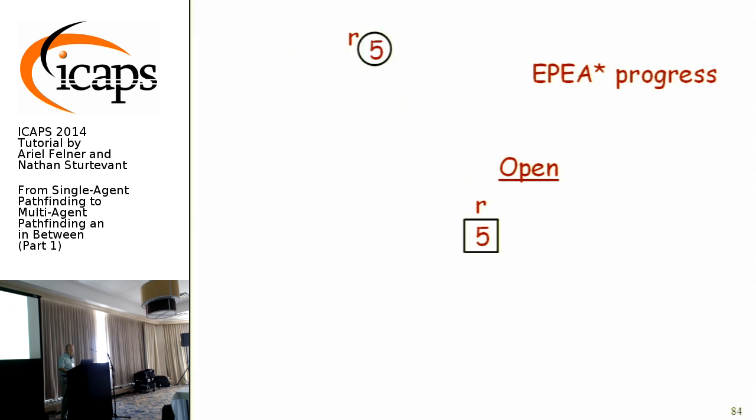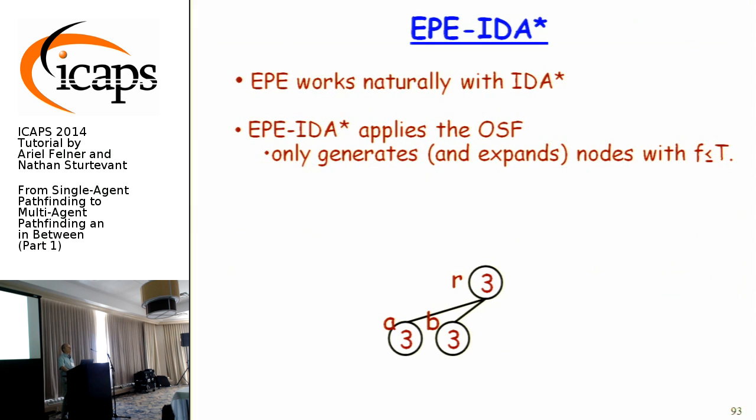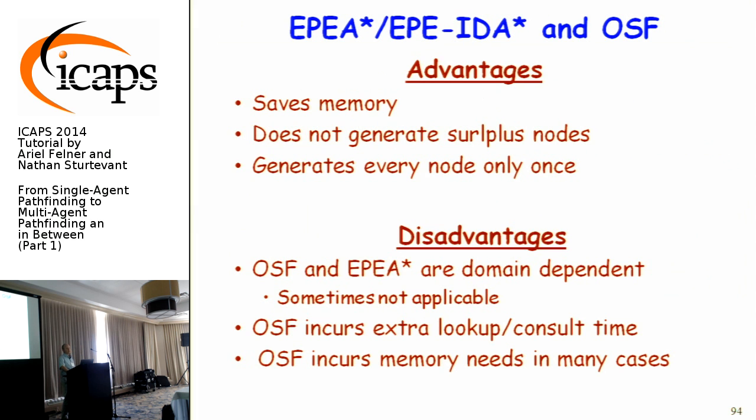As a simple example, if you have a grid, you know in advance if you want to go northwest, then if you go north or west, the F will not change. If you wait, the F will change by 1. If you go south or east, the F will change by 2. So we showed a number of ways how to do those OSFs in domains and general directions, but you have to do domain engineering. It works very naturally with IDA star. It also has disadvantages, again, in polynomial domains.